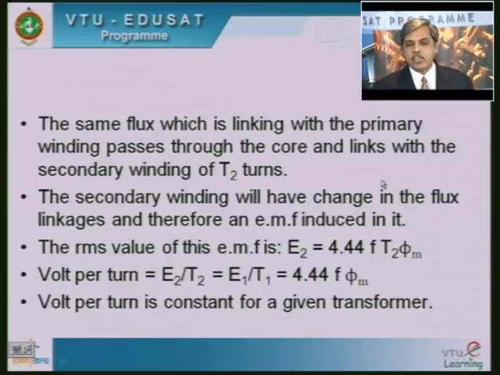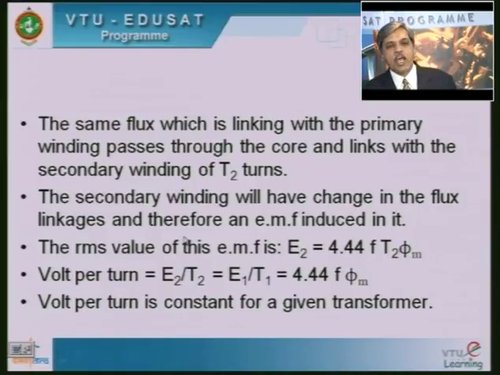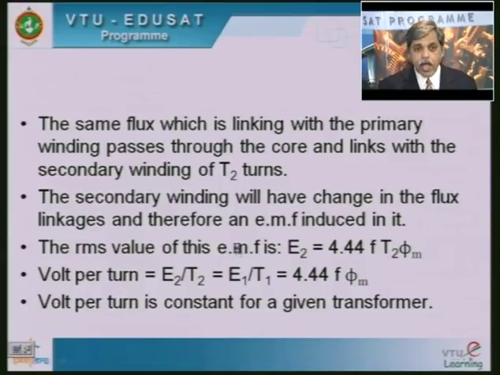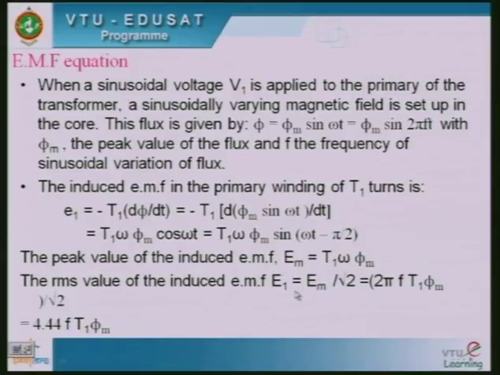So, that change in the flux linkages will give you an EMF induced in the secondary winding. That EMF induced will have an RMS value of E2 = 4.44 f T2 phi m. Now, if I take this E1 equation, that is the RMS value of the voltage induced in the primary, you can just remember that E1 = 4.44 f T1 phi m. The primary has T1 turns, and the induced voltage has an RMS value of E1.